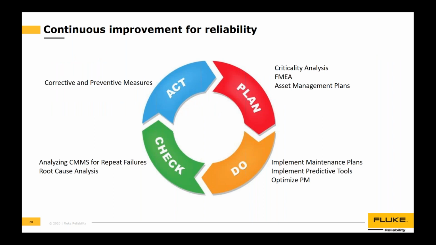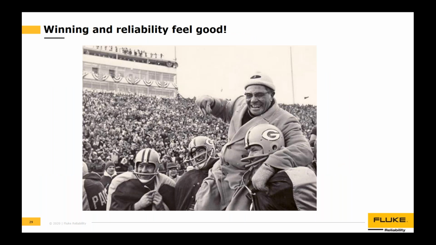And there's that continuous improvement for reliability that we looked at earlier. The FMEA, implementing preventive maintenance and predictive tools. The check is analyzing CMMSs and root cause, and then finally corrective and preventive measures. That's how we get better. And then finally, winning in reliability feels good. There's nothing better than going out into a plant or any other type of process where everything's running nicely. I don't know about y'all, but boy, that makes me feel good.